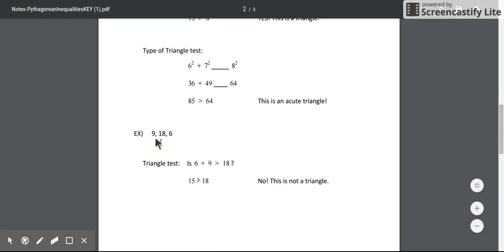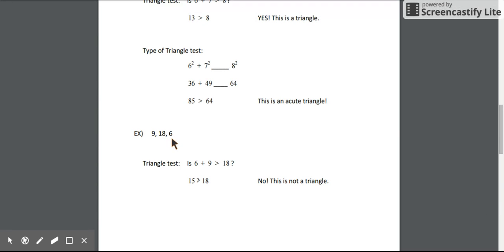Take a look at these lengths. The two smaller sides of this possible triangle are 9 and 6. So we want to test to make sure it's a triangle first of all. 6 and 9 add up to 15. So the sum of the two smaller sides is not bigger than the third side. So this is not a triangle. I don't care what type it is because it's not a triangle to begin with.